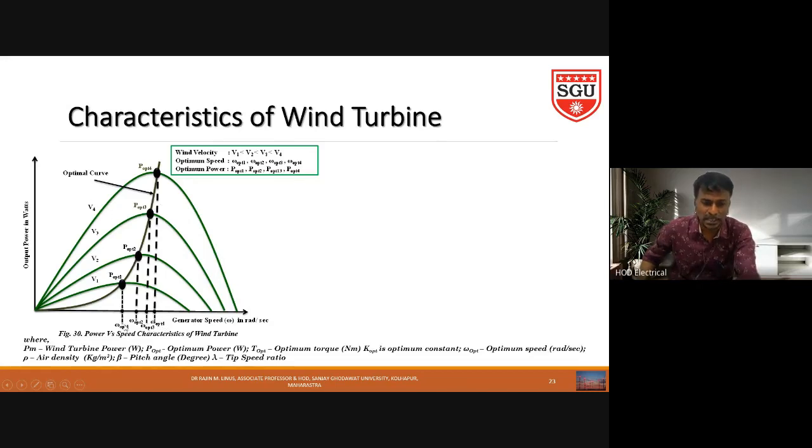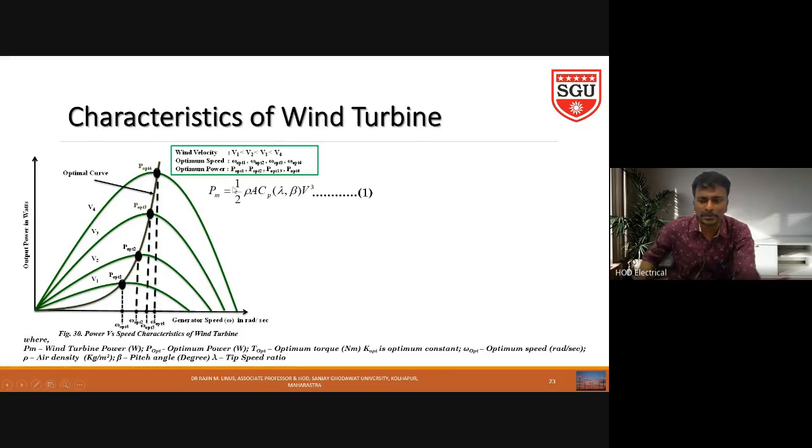So like that, these are all the optimum points. In this case, the optimum point is called the maximum point. This is the optimum curve of this wind turbine between the wind velocity V cut-in and V rated. Let me take this power versus velocity curve of this wind turbine.